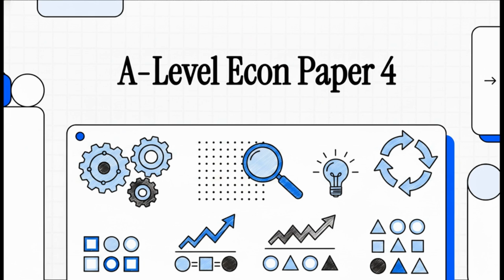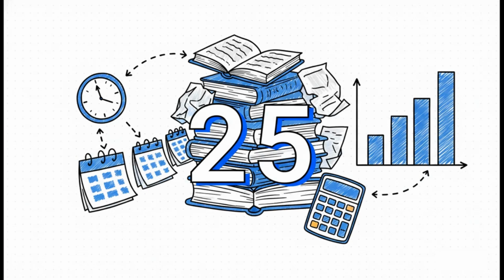Look, Paper 4 has a notorious reputation, right? It's widely considered the hardest paper in A-Level economics. But here's the secret. It absolutely doesn't have to be. Exams are designed by humans, and well, humans love patterns. And to prove it, we're not just guessing here.